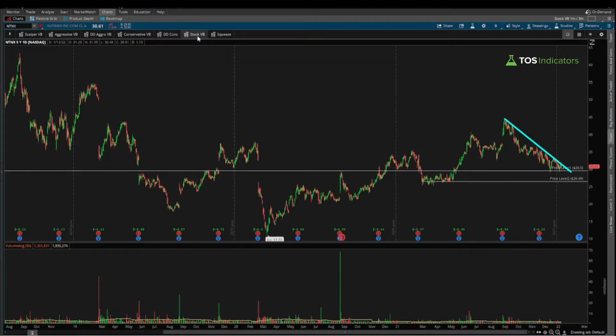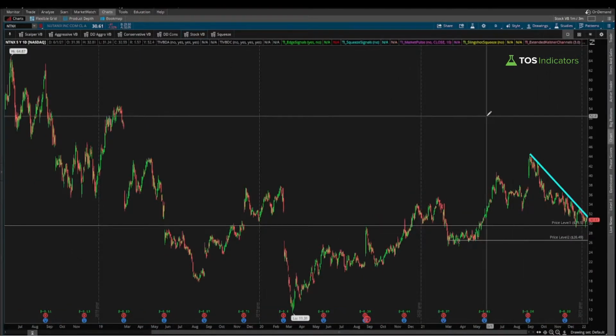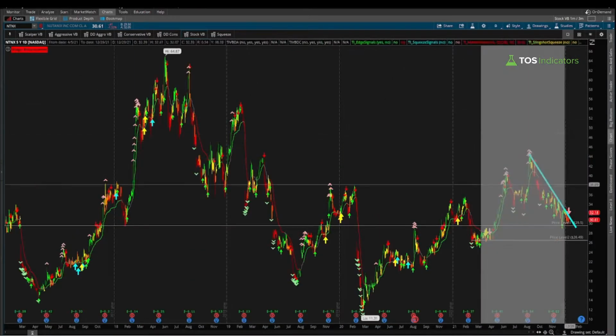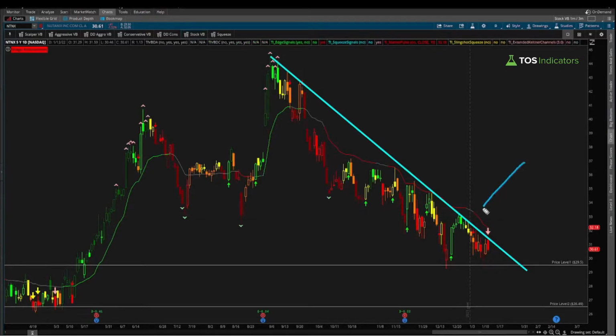Now let's start to layer in some of our indicators here. If I load in our market pulse to get an idea of what trend is looking like objectively, we can see the trend is very much bearish. Our market pulse is red, and we're in a stage of deceleration. We also had a bearish squeeze signal set up today, suggesting that we expect this squeeze to trigger bearishly.